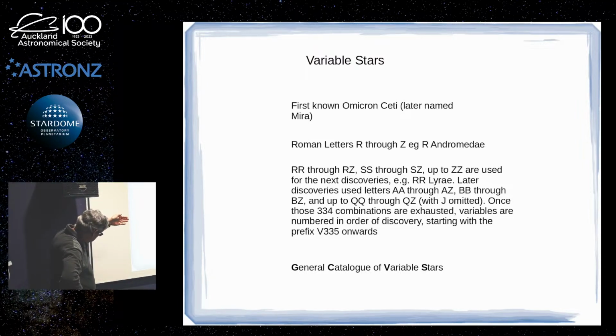When they run out of double letters, they then give up and just go V followed by a number. So you see a number of different designations for variable stars. Some fairly well-known ones in the southern hemisphere are R Centauri and T Pyxidis.